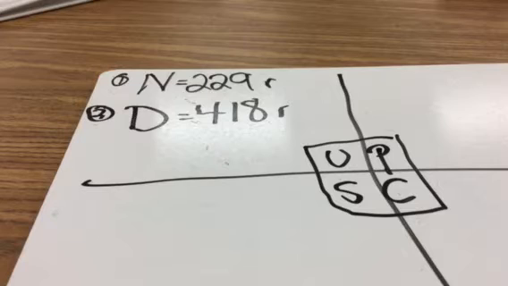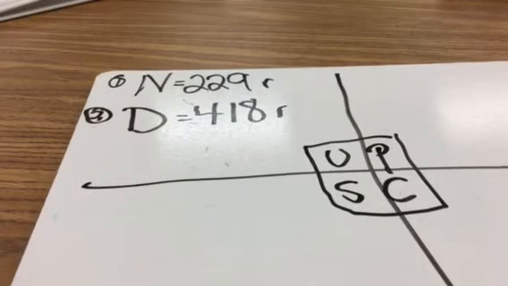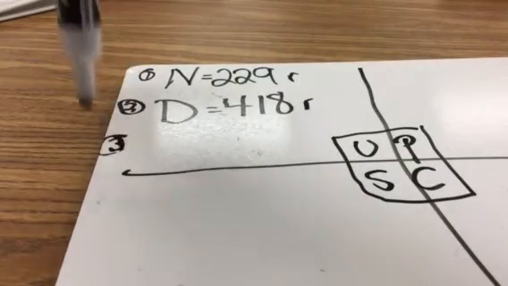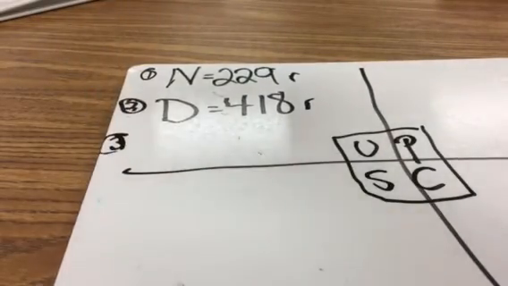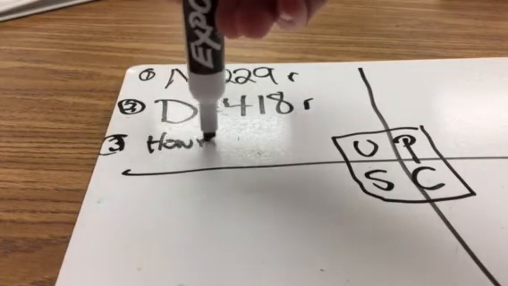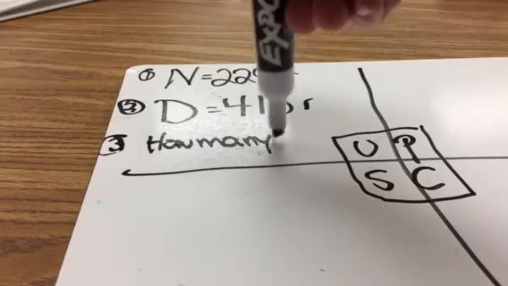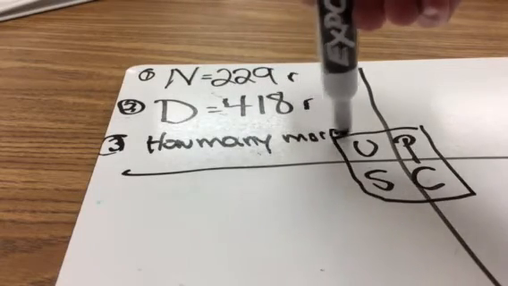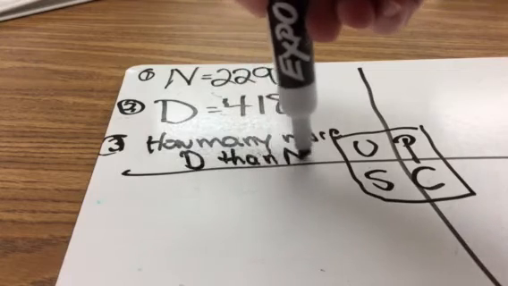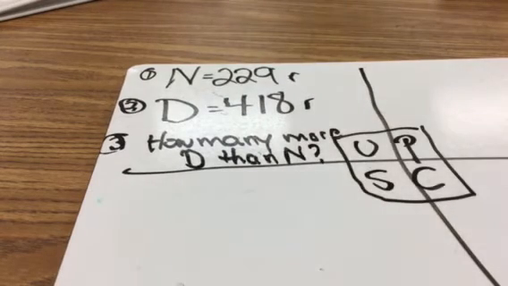And the third sentence says, how many more rocks does Devin have than Natalia? And your question is always important because if you don't know what to solve for, then you can't even do the problem. So we were trying to figure out how many more for Devin than Natalia. Okay, and that is all of the sentences in the word problem, so we now know we have all of our information.